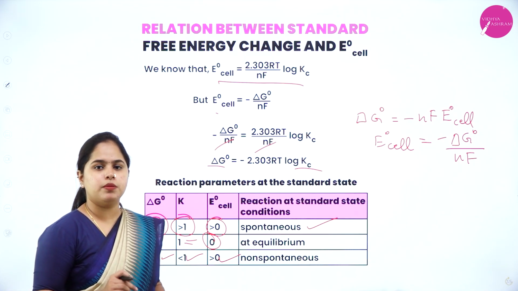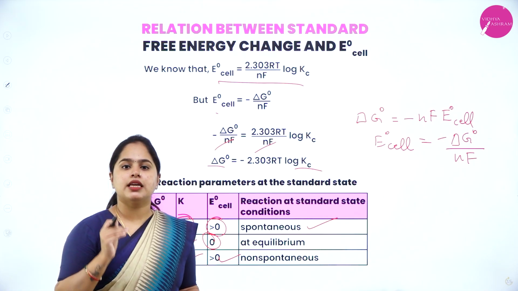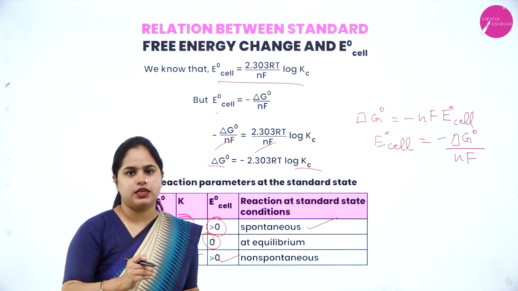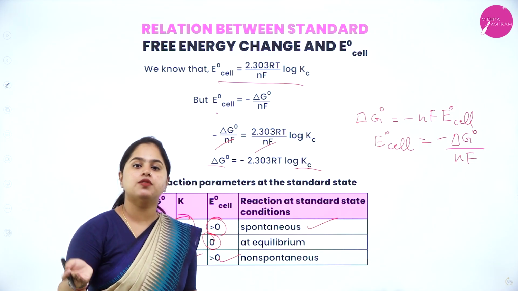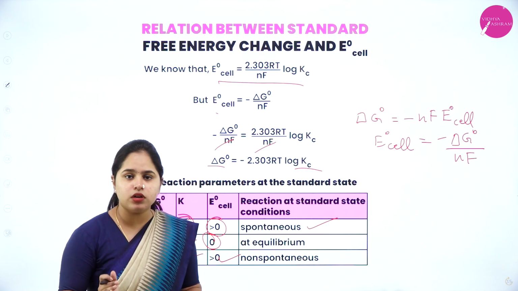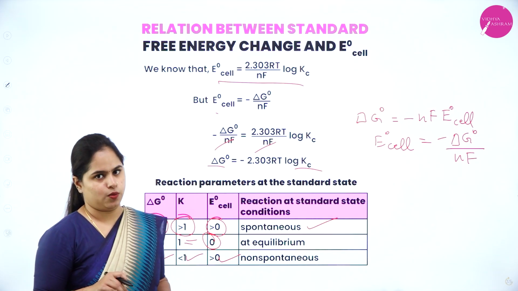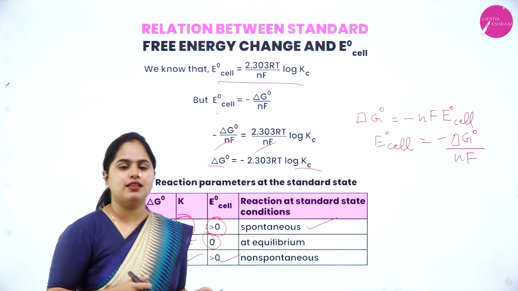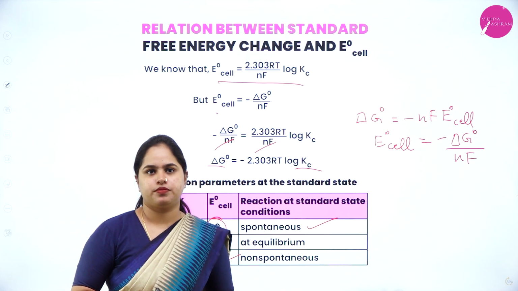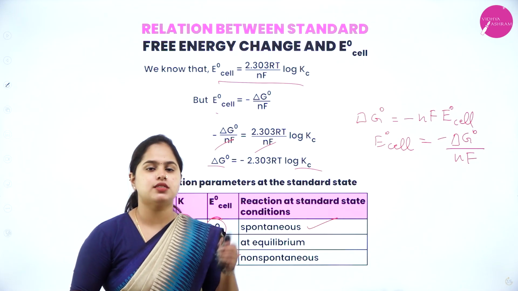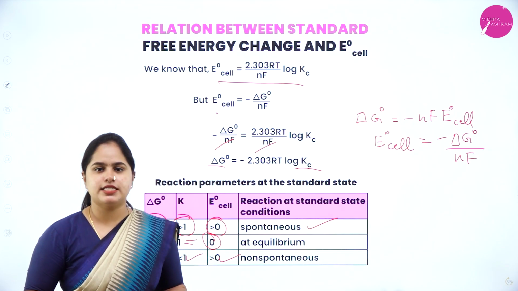So what you have to remember, for a spontaneous reaction, the Gibbs free energy will always be less than 0. For a non-spontaneous reaction, it will be greater than 0, and at equilibrium, it will be equal to 0. So I hope the different 3 equations as well as the sign conventions are clear for you.